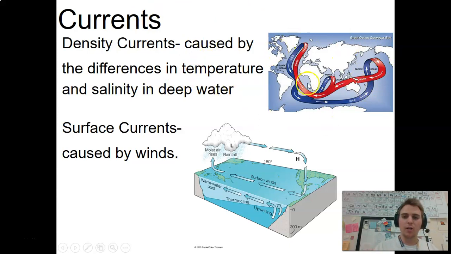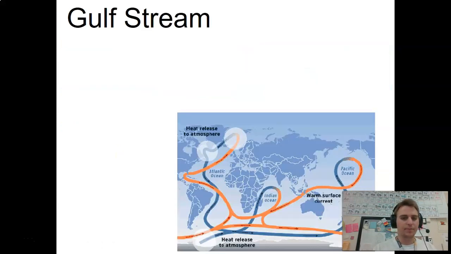These are your ginormous, huge currents as the ocean is shifting. And then surface currents are caused primarily by wind. So wind also goes through these convection things, and that can pull the water along in one direction as it does, causing a surface current.